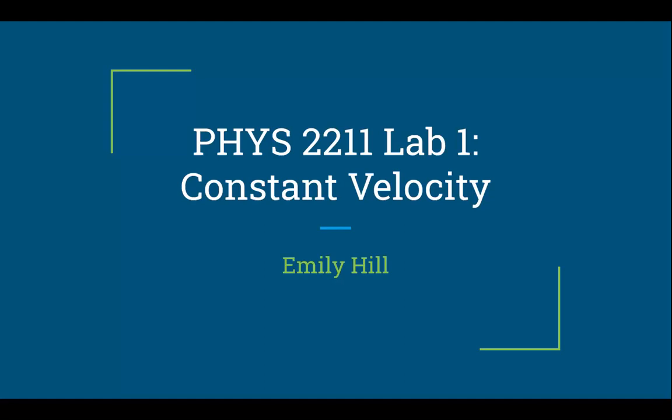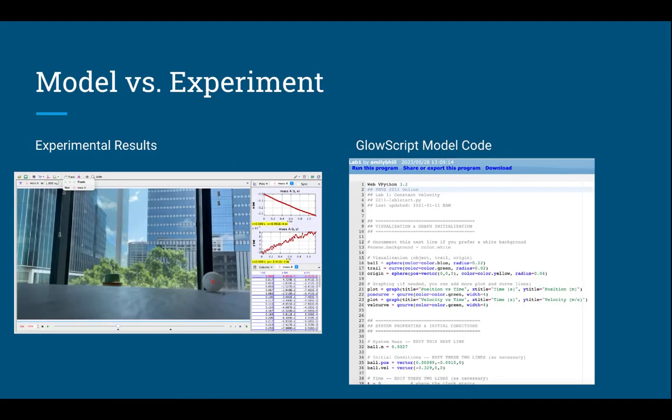Hello everyone! In this video, I will be discussing Newton's second law in terms of constant velocity and motion, and I will be comparing a computational model to a real-life model of a ping pong ball rolling across a table. The purpose of this lab is to apply the laws of physics in a computational model to observe how velocity changes at a constant rate while using a constant force.